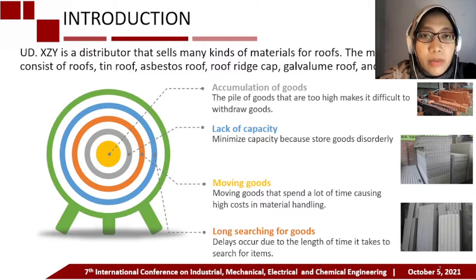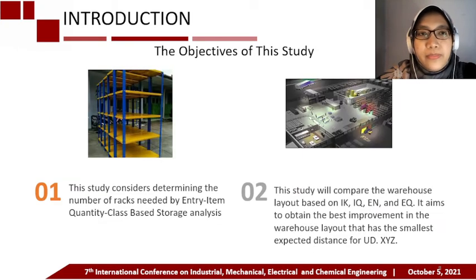UD-XYZ has problems, such as accumulation of goods, because piles of goods that are too high make it difficult to withdraw goods. Lack of capacity, because goods are stored disorderly. Moving goods spends a lot of time, causing high costs in material handling. And the last problem is long searching for goods. Delay occurs due to the length of time it takes to search for items.